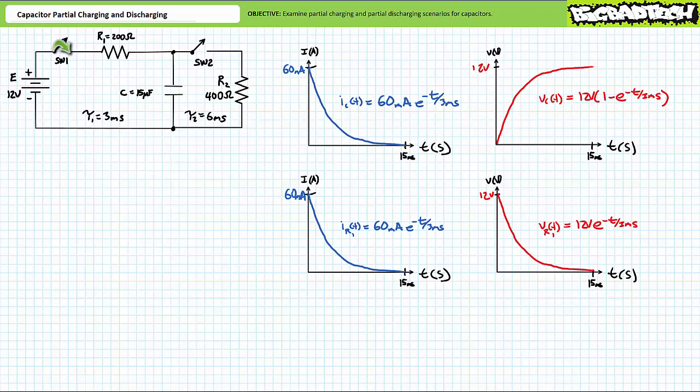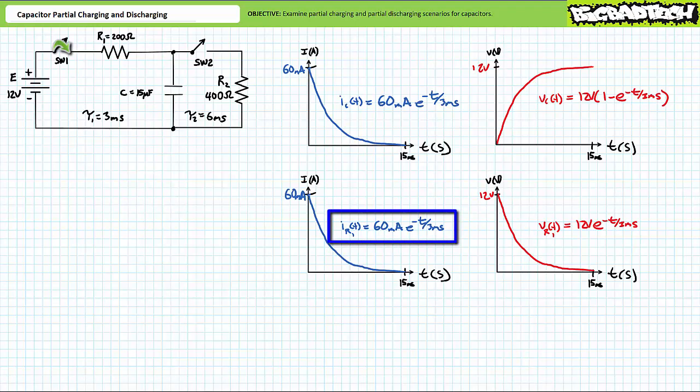During the charge process, we observed the following behavior. Current through the capacitor, IC of t, during the charging process was 60 milliamperes times e to the negative t over 3 milliseconds. Current through the capacitor experienced an initial surge of 60 milliamperes, which decayed to 0 by 15 milliseconds. Voltage across the capacitor, Vc of t, during the charging process was 12 volts times 1 minus e to the negative t over 3 milliseconds. Voltage across the initially uncharged capacitor started out at 0 volts and grew to 12 volts by 15 milliseconds.